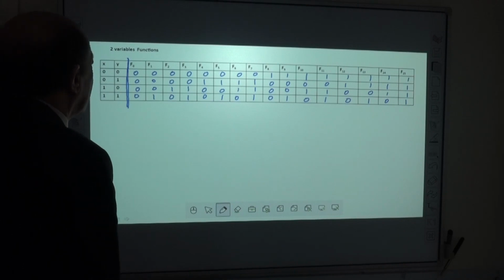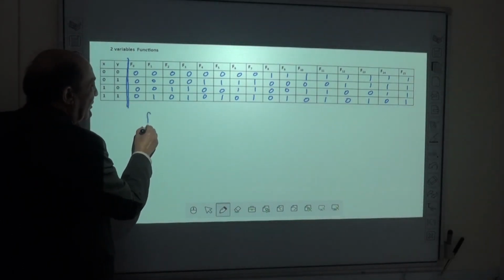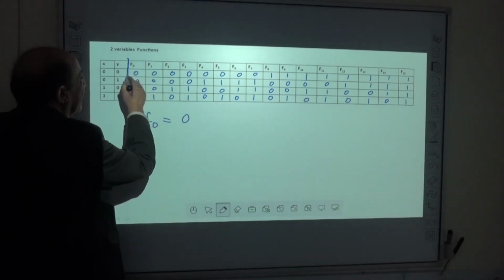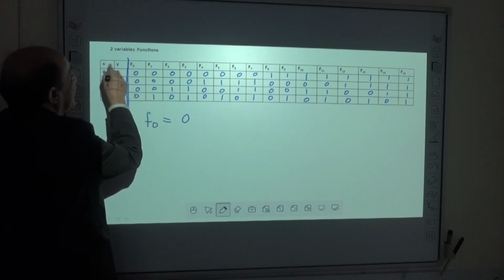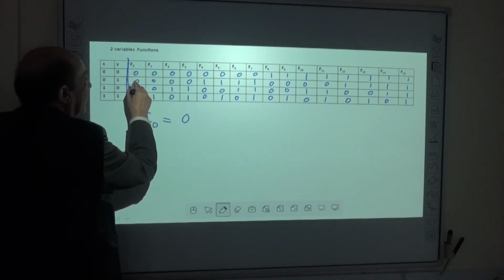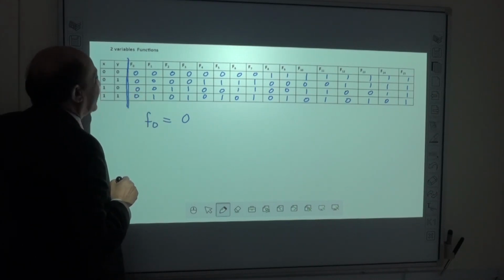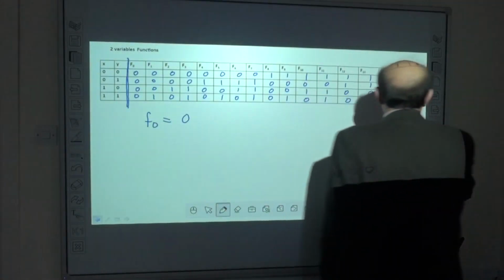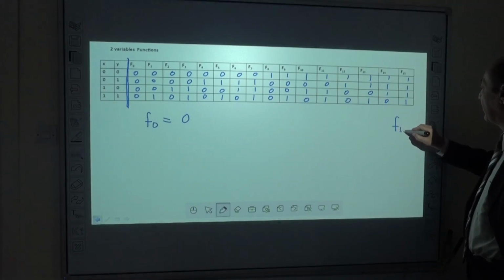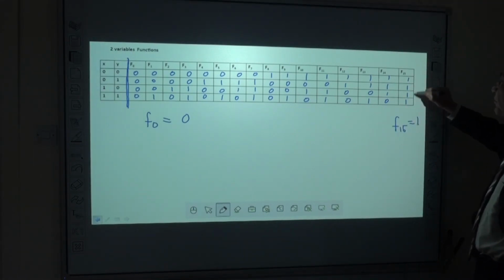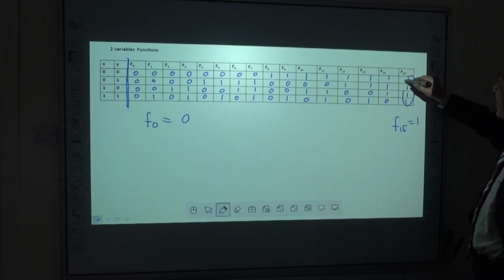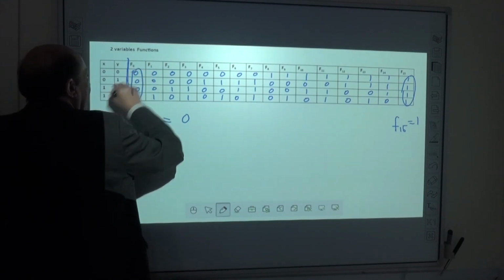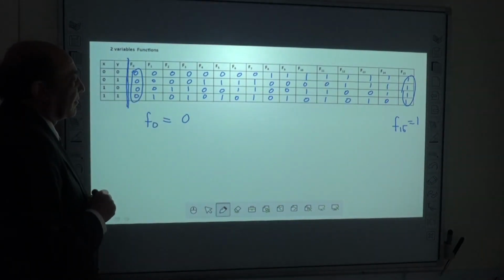The first note, F0 equals constant 0, because it does not depend on the state of x and y. It is 0 in all the states. And F15 equals 1, constant 1, because it is 1 in all states and does not depend on the values of x and y.